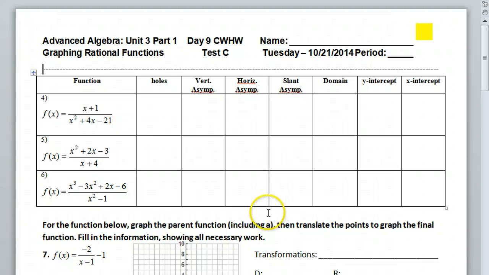All right, so this is part 3 of our lesson on reviewing graphing rational functions. In this video, we're going to keep going, practicing finding the holes, the vertical asymptote, horizontal asymptote, slant asymptote, domain, y-intercept, and x-intercept without graphing. We should be able to do all those things without actually graphing these functions. So let's zoom in on number 4.